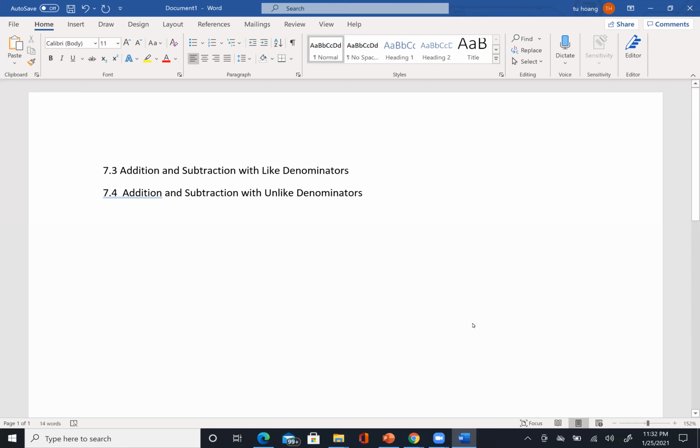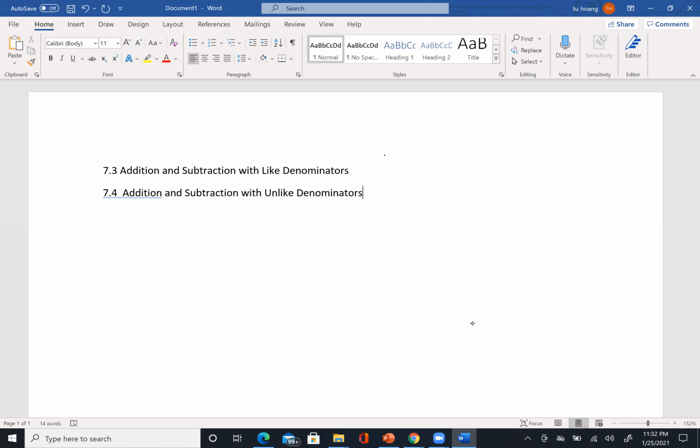Hi everyone. Today I come back with section 7.4, addition and subtraction with unlike denominators. Remember that last time I talked about 7.3, addition and subtraction with like denominators. So what does that mean?